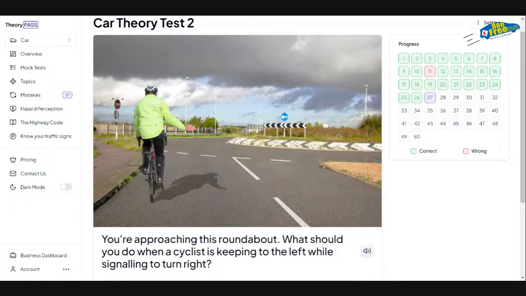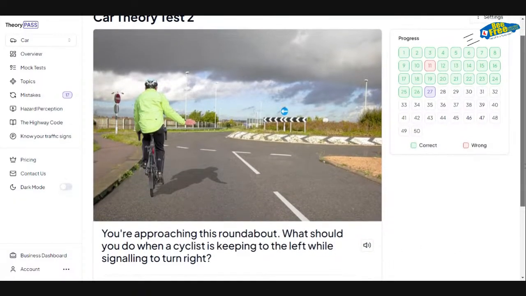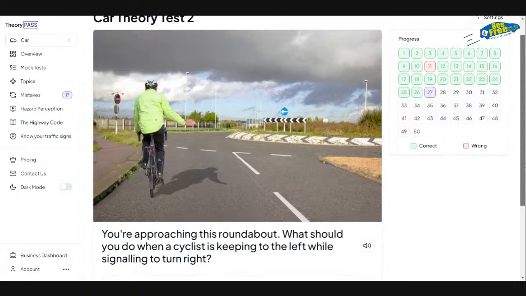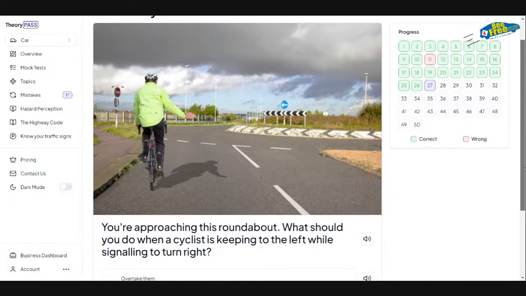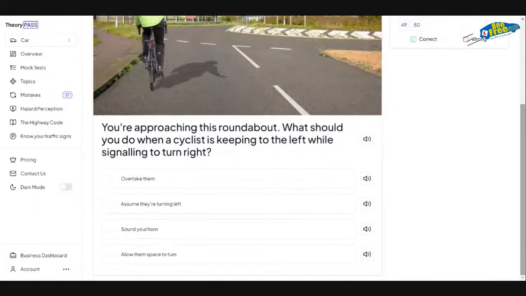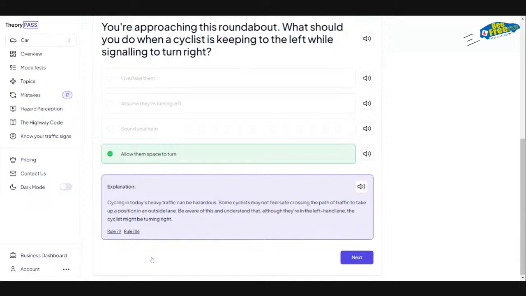Imagine, as I said before, you are behind the cyclist, so the cyclist is in front of you. So they're positioned over to the left because it's going to be safer for them. You're just going to let them get on with it. You're going to allow them space to turn. As a cyclist, it's a lot easier and safer if you stay in the left-hand lane, even if they're turning right.